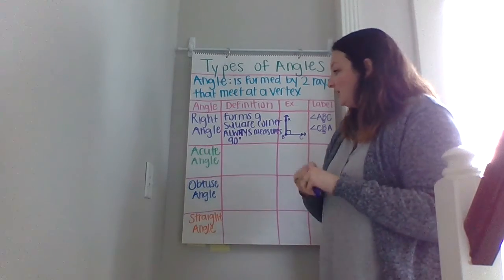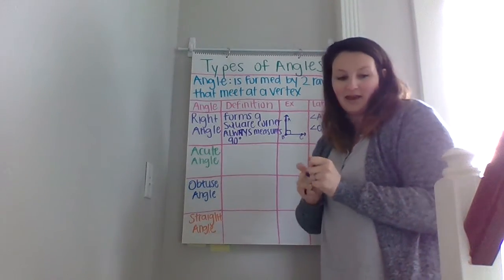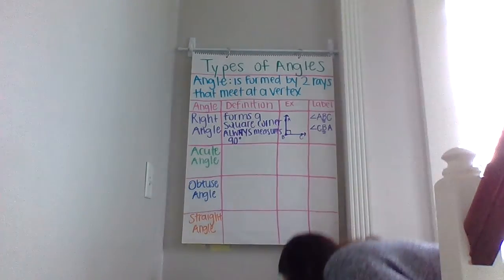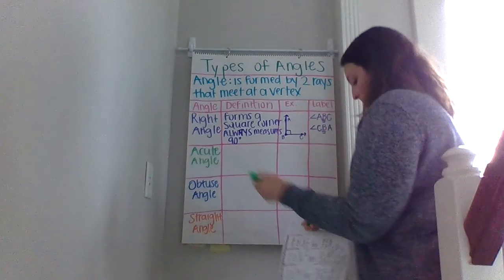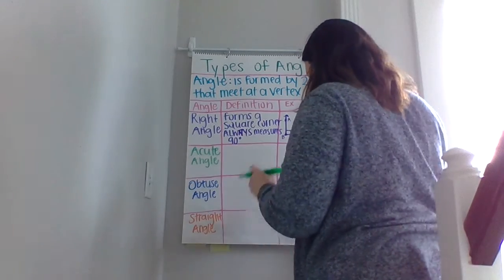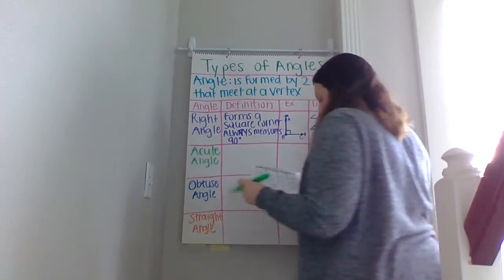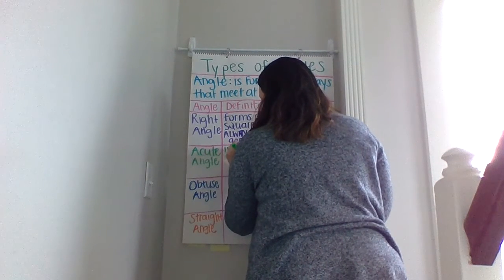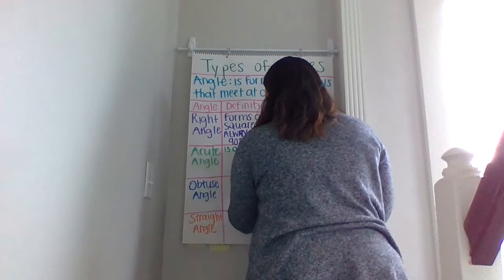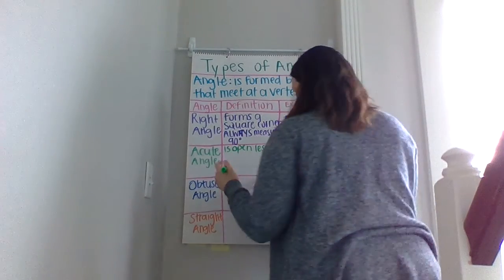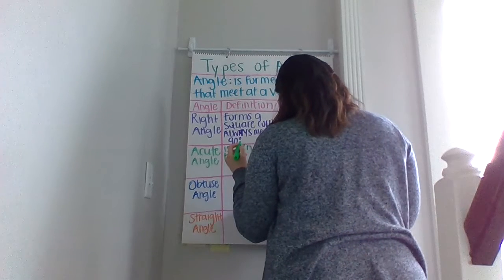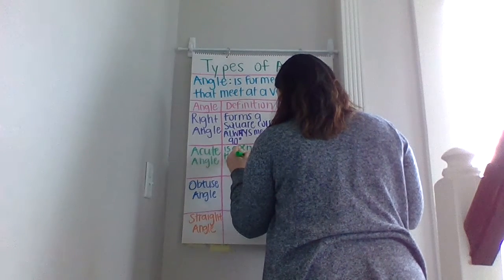So let's look at an acute angle. All right, an acute angle is open less than a right angle.